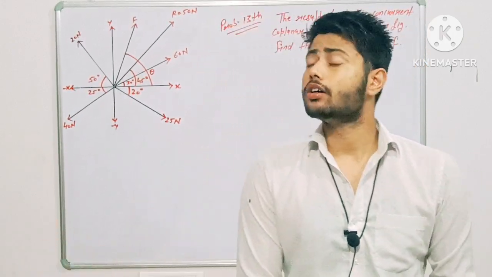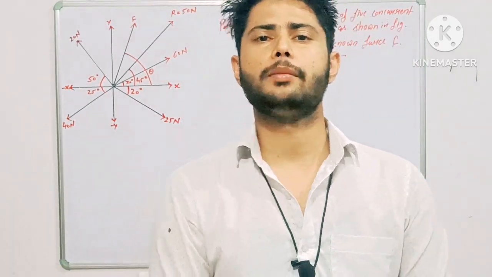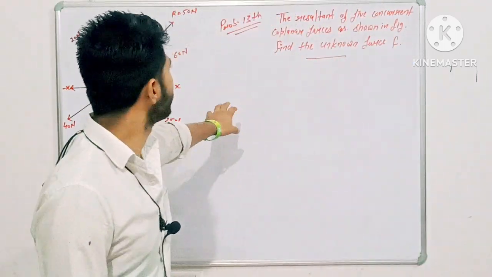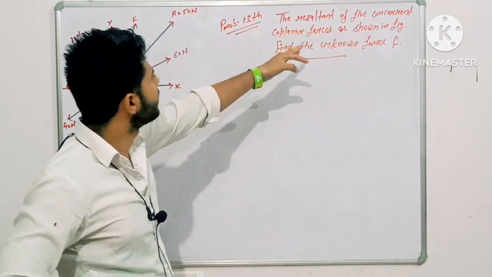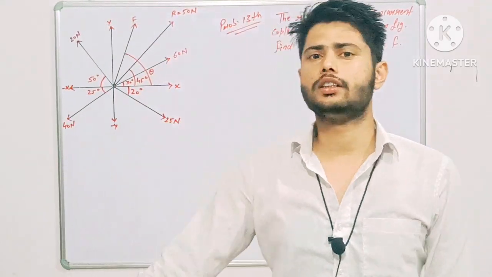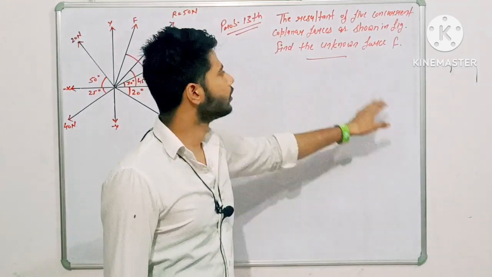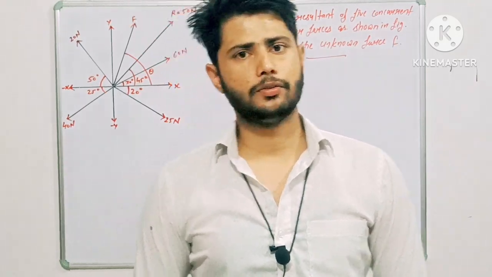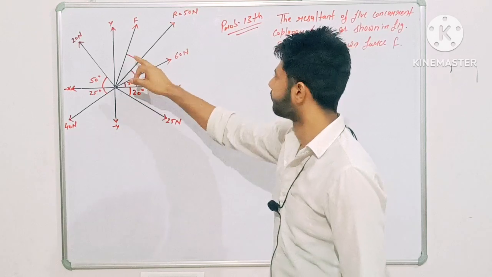Now today we are going to complete this 13th problem, and this problem is based on concurrent coplanar force system. So we have to find out what our problem is. The resultant of 5 concurrent coplanar forces is as shown in figure. The value of the resultant is given directly, R is equal to 50 Newton. Then find the unknown force F. But before finding the unknown force F, we have to find this angle theta.